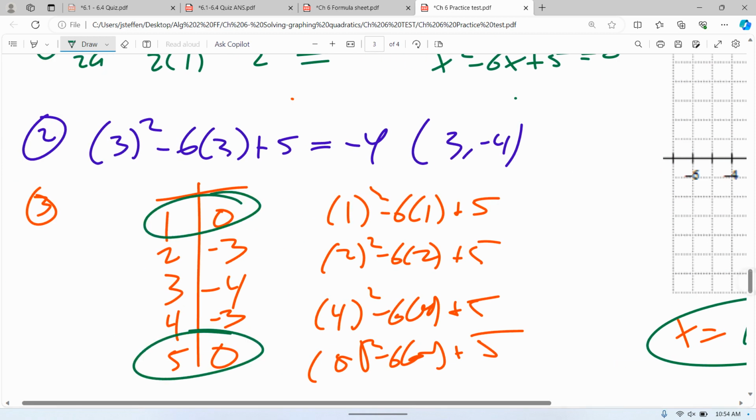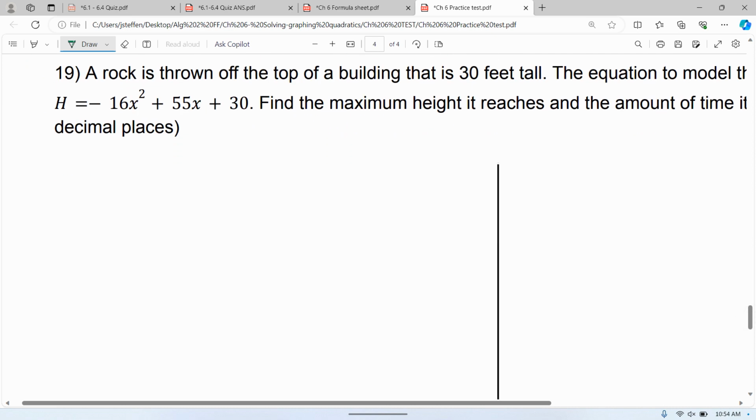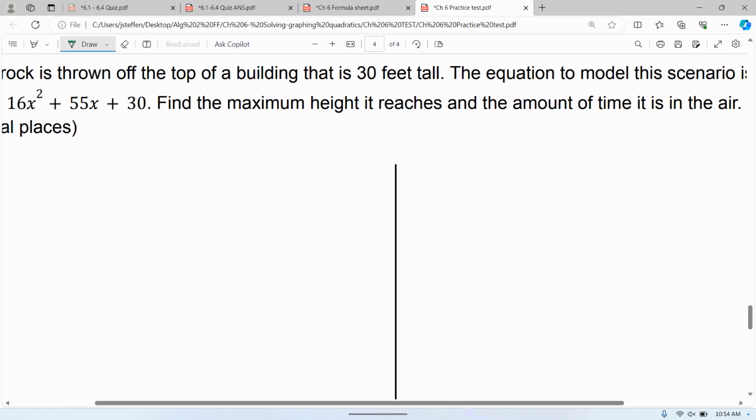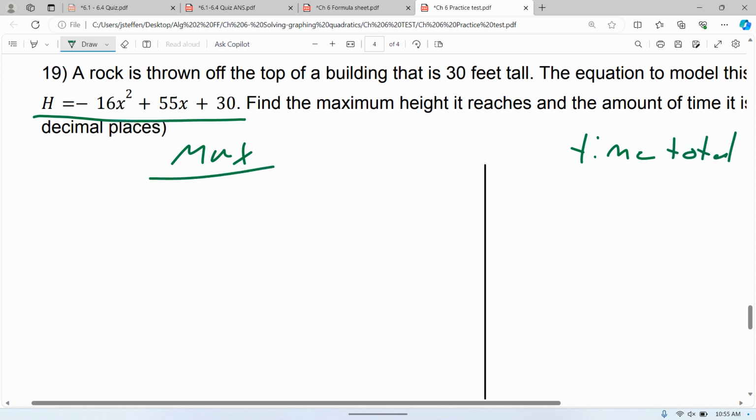And the last is on top of a building that is 30 feet tall. The equation to model this scenario is given, and we need to find the maximum height and the amount of time. Maximum height, again, anytime maximum, we're talking about the vertex. So find the vertex, the axis of symmetry.